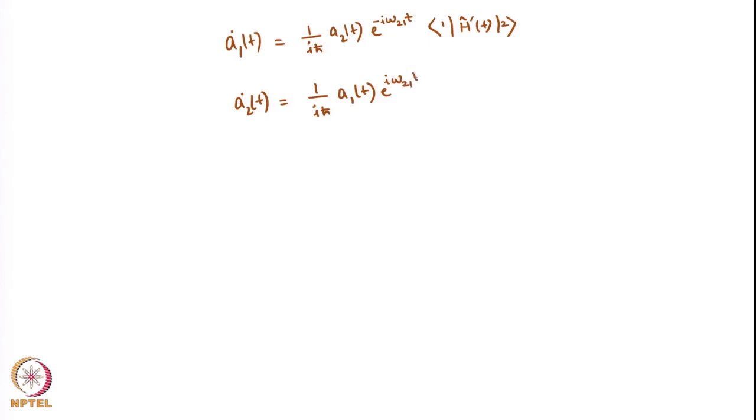So what you finally end up with are the following equations: a1 dot t equals 1 over i h bar, a2 t e to the power of minus i omega 2 1 t, 1 h prime of t 2, and a2 dot t is equal to 1 over i h bar a1 of t e to the power of i omega 2 1 t, 2 h prime of t 1. So the time dependence of a1 will depend on a2 and the time dependence of a2 will depend on a1. That means these two equations are coupled differential equations.